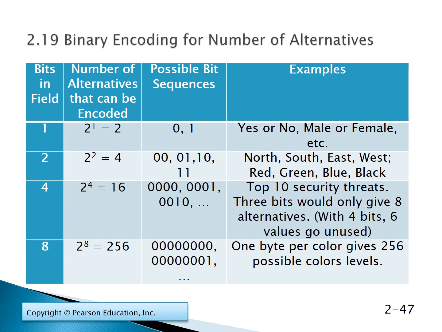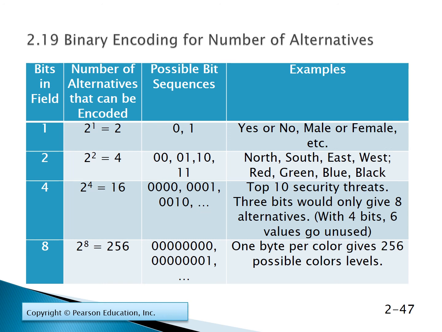If you have 2 bits, because 2 to the power 2 is 4, right? Each digit has 2 possible values, so 2 times 2, you have 4 possible bit sequences: 00, 01, 10, 11. Then you can use it to represent 4 different values, for example, directions like north, south, east, west, or 4 different colors. And if you have 4 bits, you can represent 16 possible different values. It can be 0000, 0001, 0010, 0011, and so on.